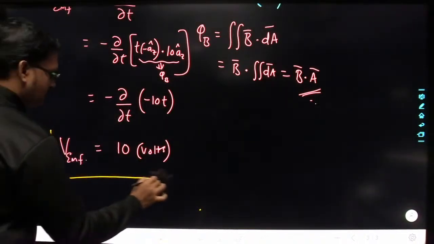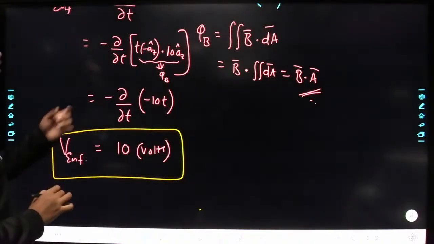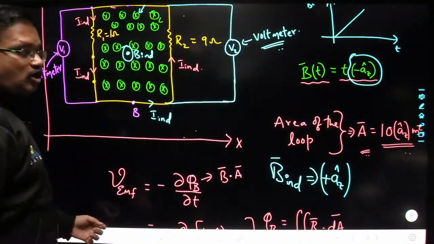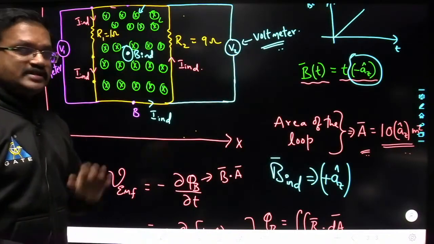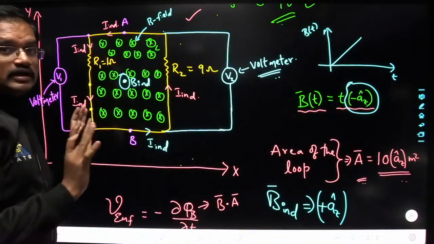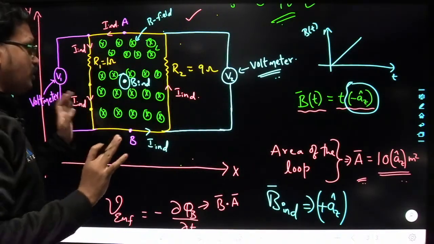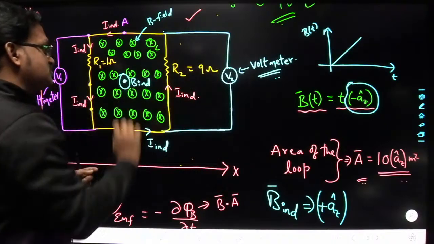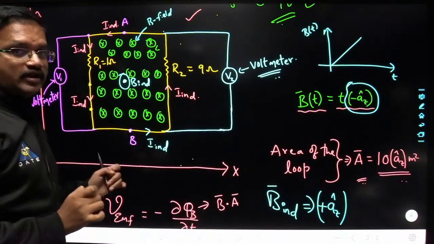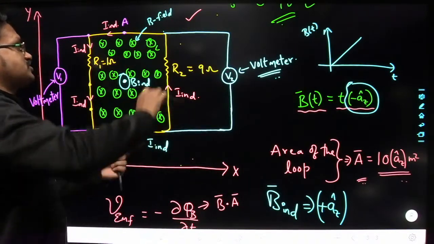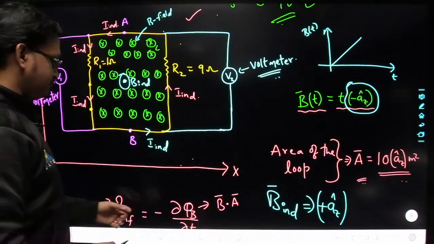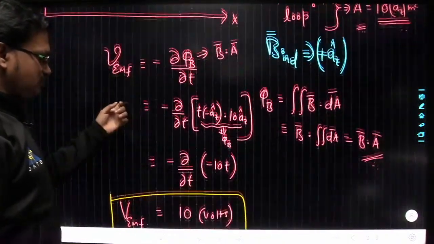So the induced EMF around this closed loop here is 10 volts. Remember that we have not connected any battery in this circuit. We have just connected a voltmeter at this end and another voltmeter at this end, just to measure the potential difference between A and B. Understood? Now see here.